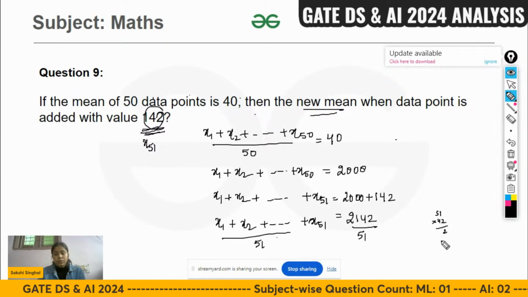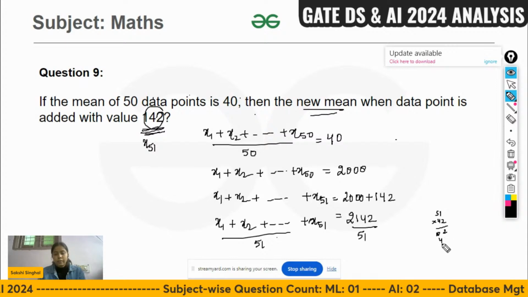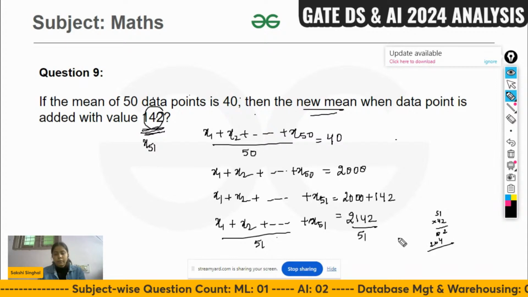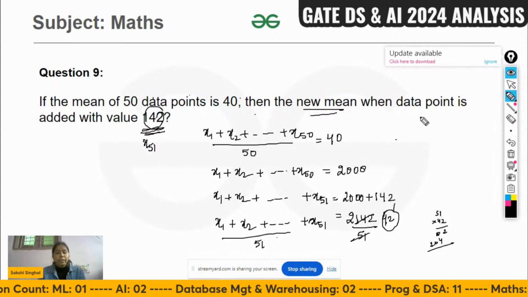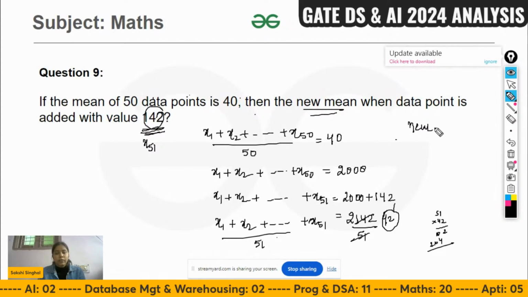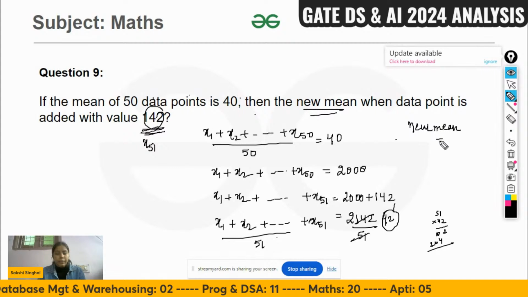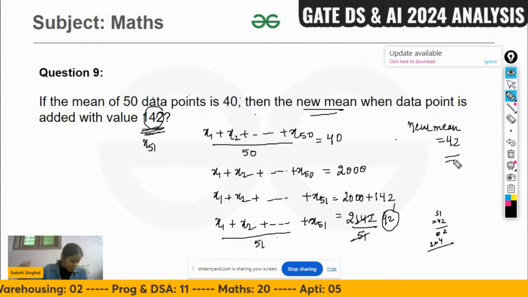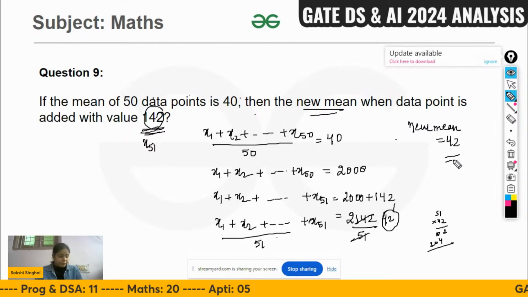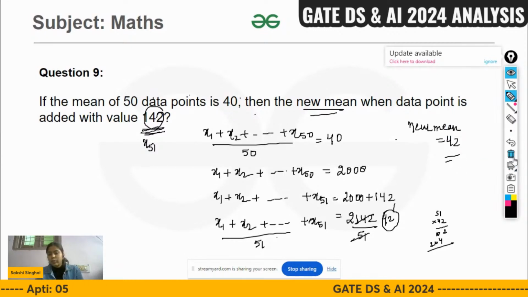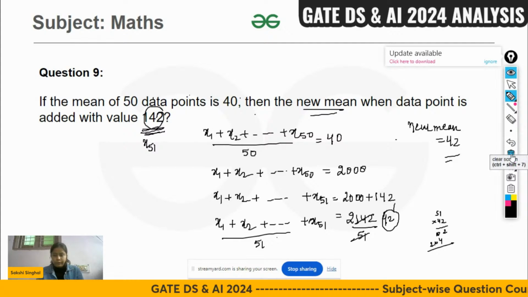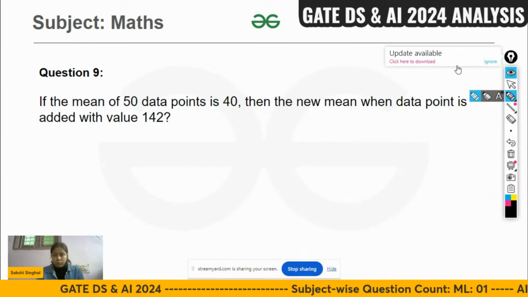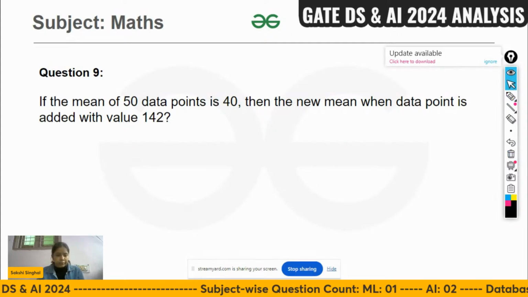Let me see. 2 5s are 10. Okay, so it would give me 42. Right, so the new mean would be 42. So guys, just let me know in the chat section how many have done this answer correctly. Just tell me, guys, how many of you got the new mean 42? Okay, so let's move to the next question.